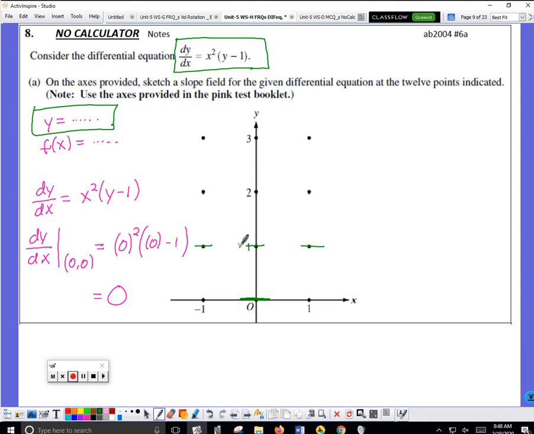Now let me add something. It's not a definite, we don't know where the curve goes. Here's why it's not a definite. Stay with me. This is a really good question.